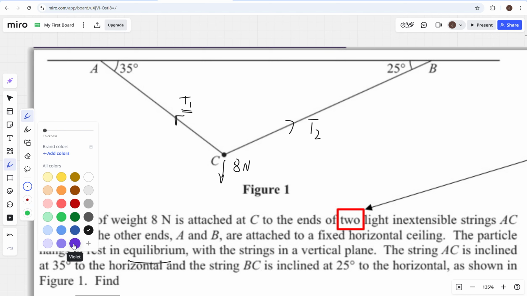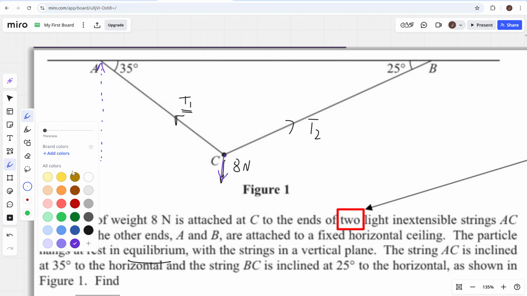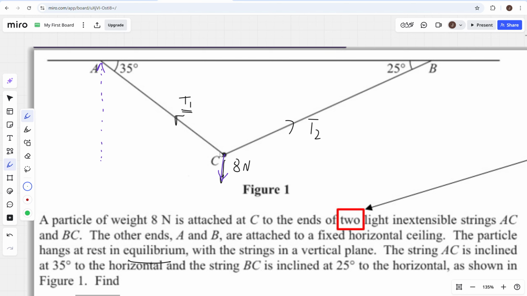We're going to do purple. Let's do purple for our vertical. So that one's 8. T1, how could I break T1 up vertically? Well, it would have some up in it, wouldn't it? Because it's up and to the left, so it would have some up in it. And then the other direction, I'll pick a different color. So it would have some of this element to it.